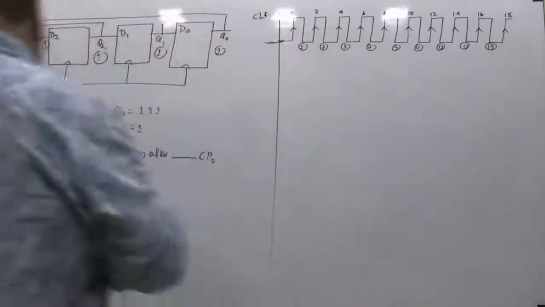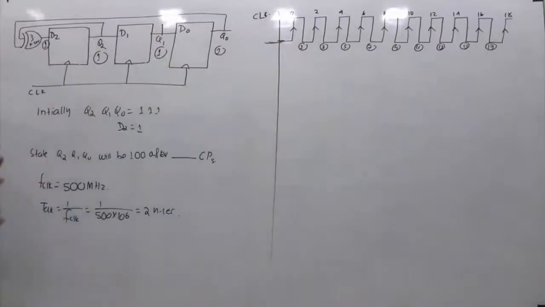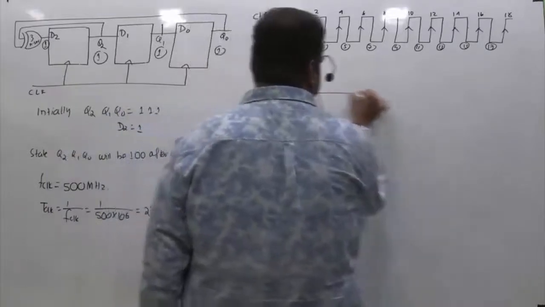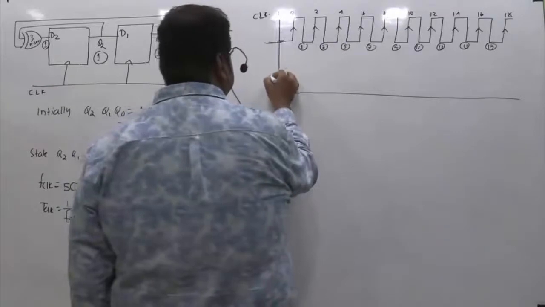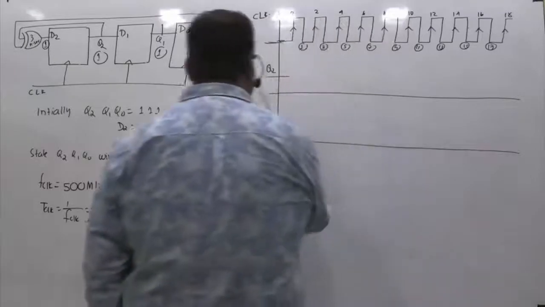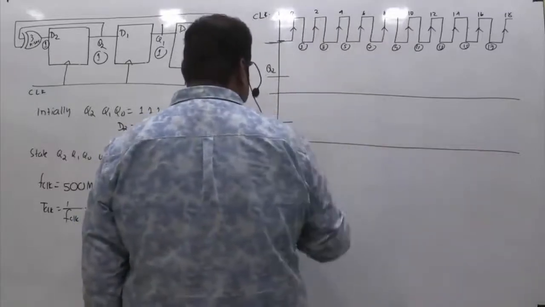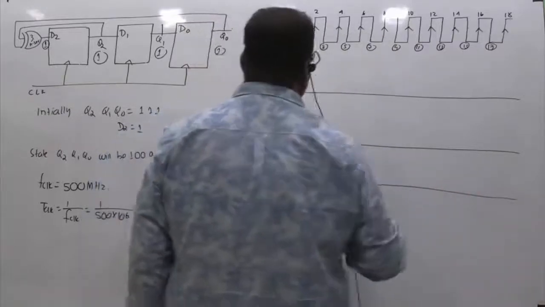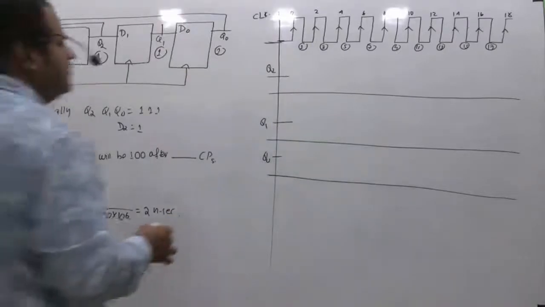I am just taking, because delay means these questions are basically logical questions, and you should have very crystal clear pictures. Diagrams always give very crystal clear pictures compared to writing a bunch of equations. So this is the clock signal, and then I am plotting 3 waveforms: what is happening for Q2, for Q1, and for Q0. Okay, Q2, Q1 and Q0.